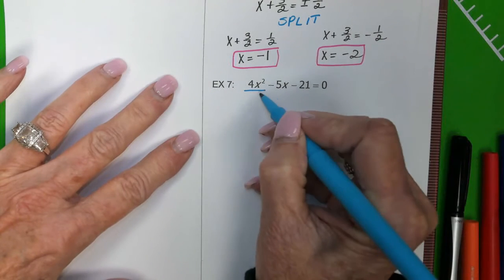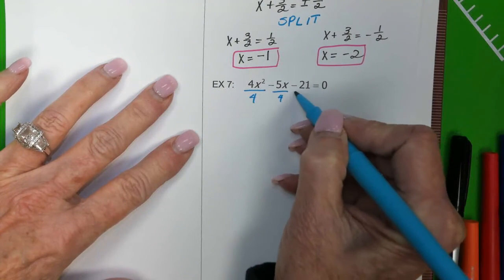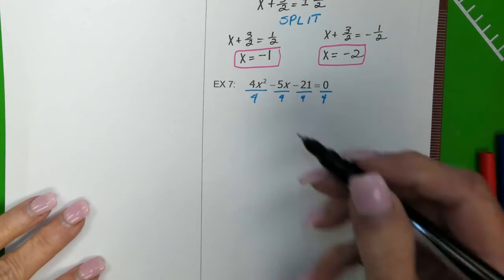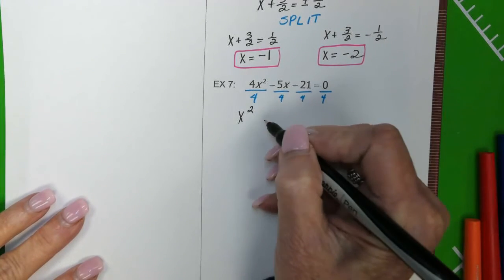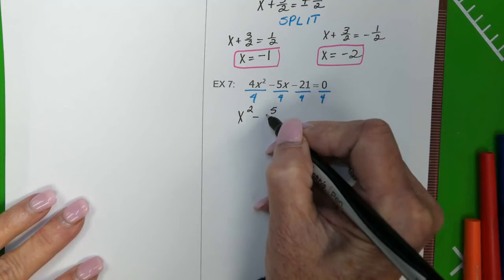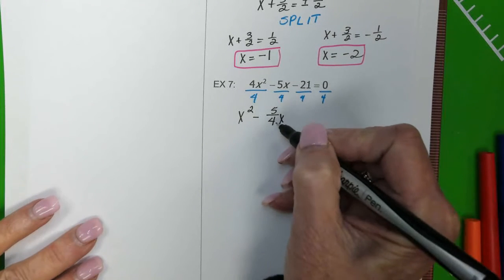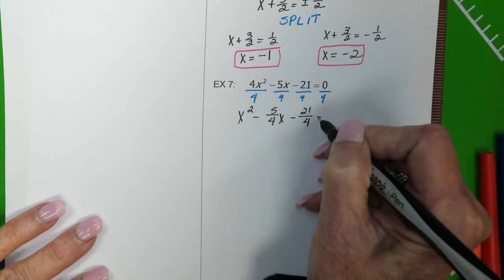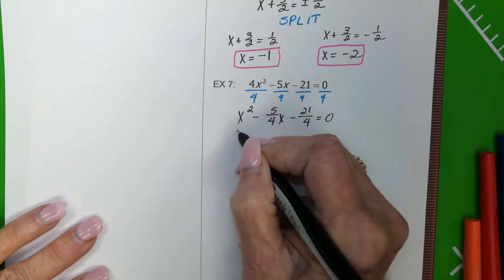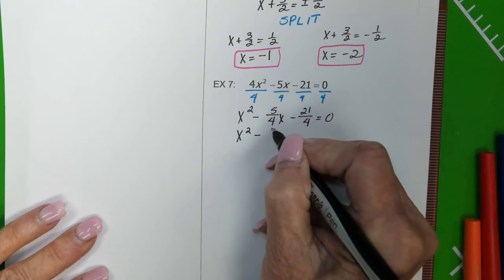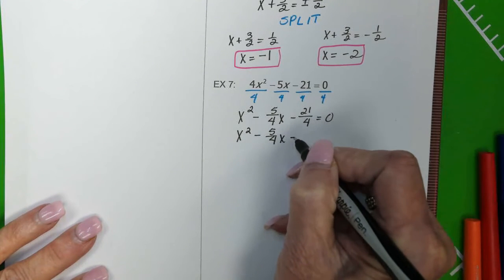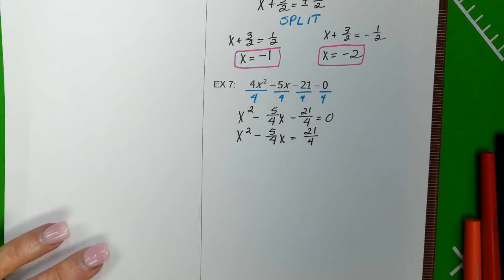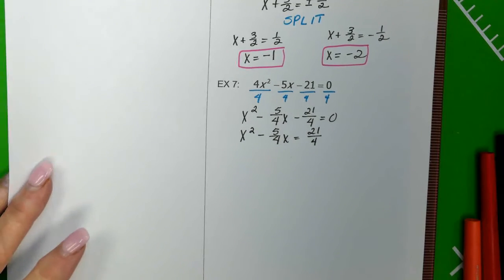Okay, so we're going to divide by the leading coefficient so that we have x squared. That's going to give me two fractions. Okay, so I'm going to move the constant to the right-hand side, making it positive 21/4.